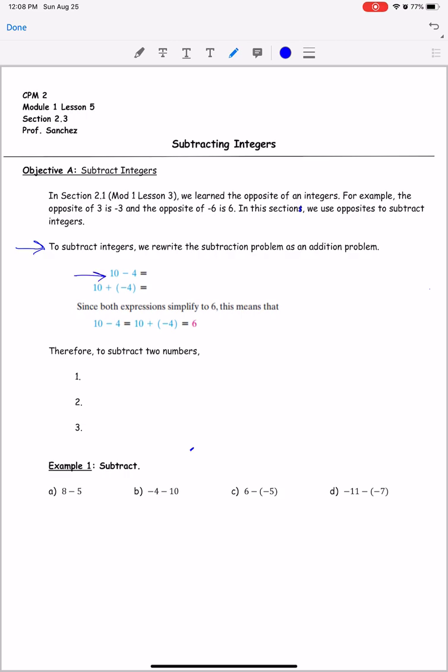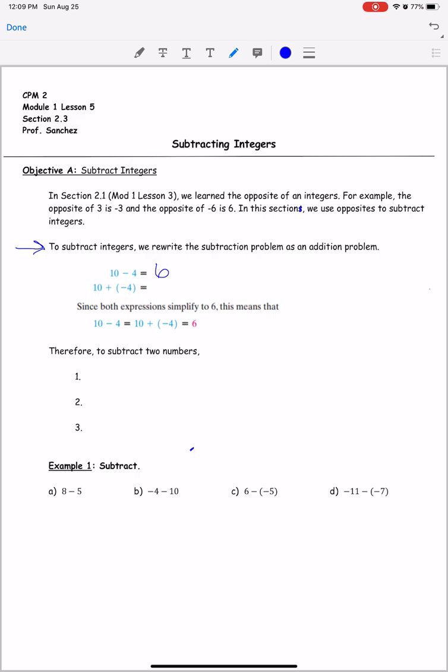Right here in this first one, it says 10 minus 4. We've done subtraction before. We know that 10 minus 4 is 6. But if we have more opposites, what we do is change that. That's the exact same thing as 10 plus a -4, because the opposite of 4 is -4. Since both expressions simplify to 6, this means they're the same thing.